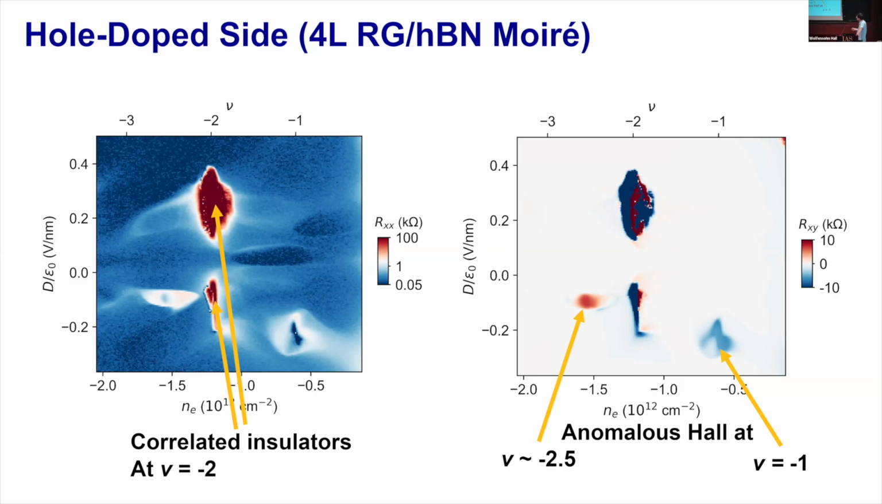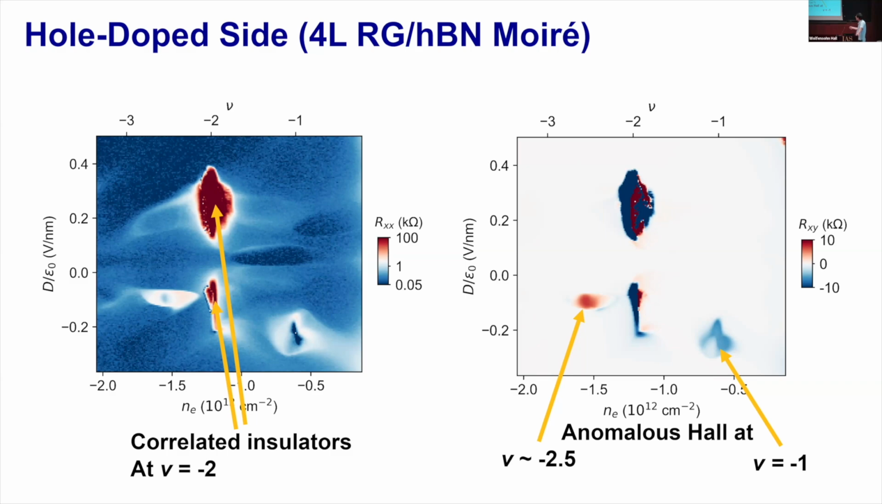However, there are also topological states seen on the map. One is at filling factor -1. Here, you have a large Hall signal, and you have a vanishing Rxx. And the other is happening at around filling factor -2.5. You have a Hall signal which is the opposite color from here, right? Opposite sign, and a dip in Rxx, not as vanishing as here, but it's definitely a local minimum there.